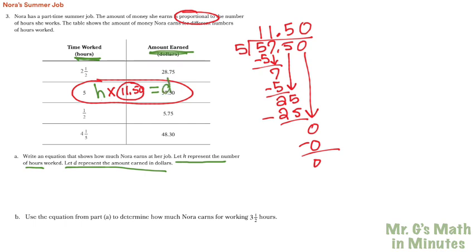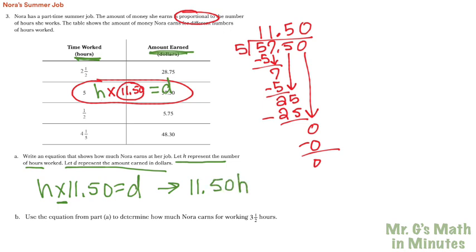That is our equation, but we can write it a little bit better than H times 11.50 is equal to D, because in algebra, this is going to look like a variable instead of a multiplication. So the way we write that better in algebra is like this: we take that coefficient, 11.50, and put it in front of the H.